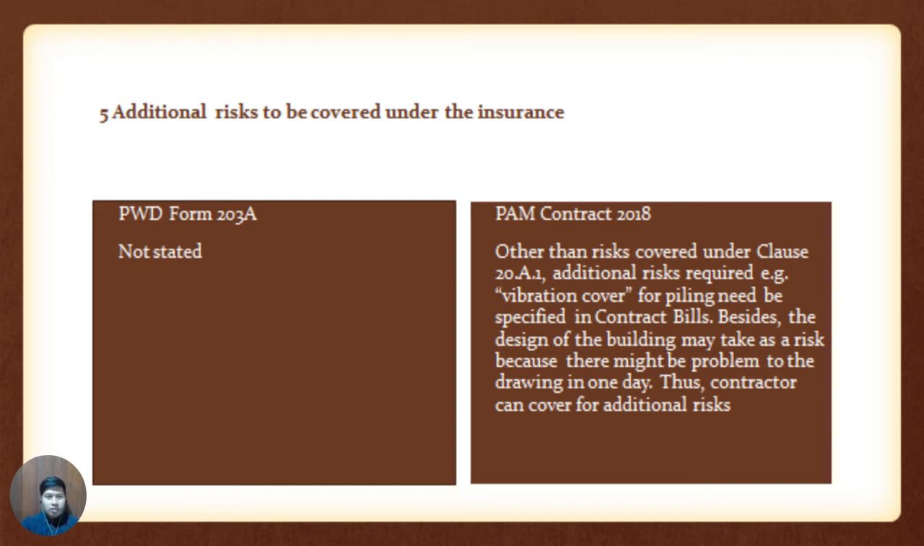Number 5 is additional risks to be covered under the insurance. In PAM Contract 2018, other than risks covered under clause 20.8.1, additional risks, for example vibration cover for piling, need to be specified in the contract bill. Besides, the design of the building may take a risk because there might be a problem with the drawing one day. Thus, the contractor can cover the additional risk.